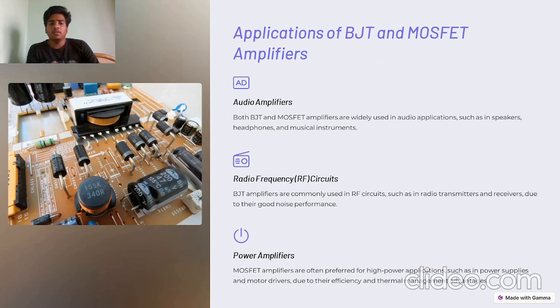So let us know about the applications of the BJT and MOSFET amplifiers. The first application is audio amplifiers. Both BJT and the MOSFET amplifiers are widely used in the audio applications such as speakers, headphones, and musical instruments. The second application is RF circuits. BJT amplifiers are commonly used in RF circuits such as in radio transmitters and the receivers due to their good noise performance. The third application is high power applications. MOSFET amplifiers are often preferred for the high power applications such as power supplies and the motor drivers due to their efficiency and their thermal management advantages.